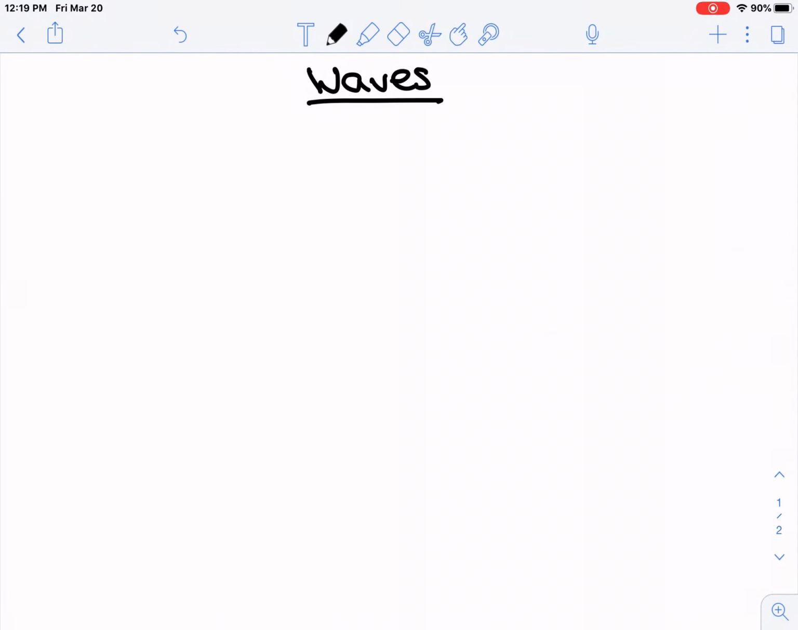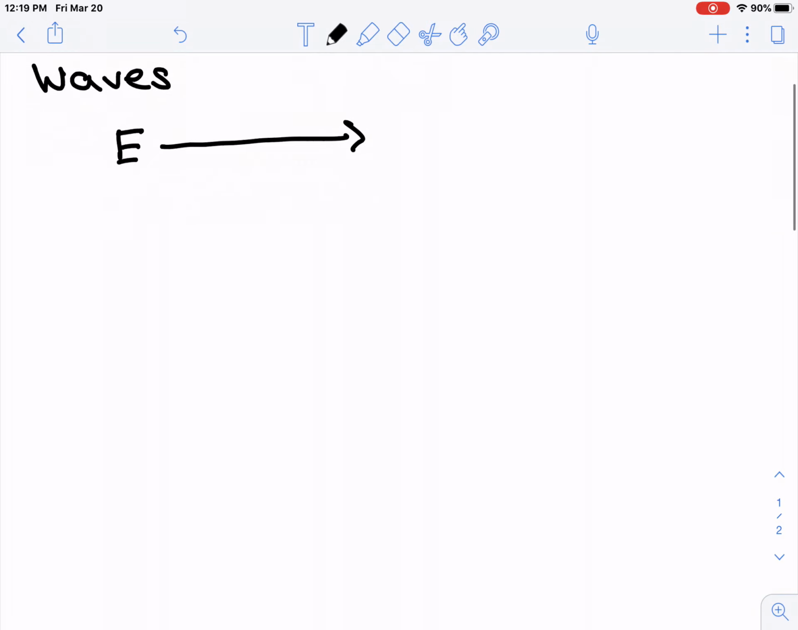So let's talk a little bit about waves. A wave is basically some energy that is propagating throughout space. So we have energy that is going to some final destination. Now let's think about a traditional wave, also known as a longitudinal wave.